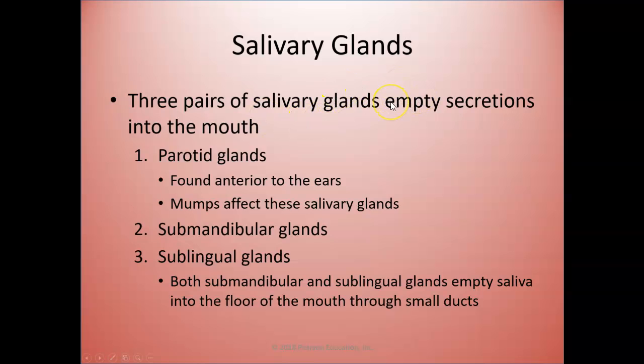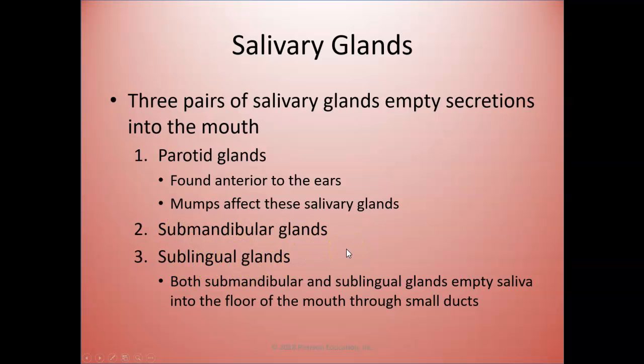All right, moving on, the second of the accessory glands, we've got the salivary glands. So there's 3 major salivary glands. We call the parotid glands, found anterior to the ears, the submandibular glands, and the sublingual glands.